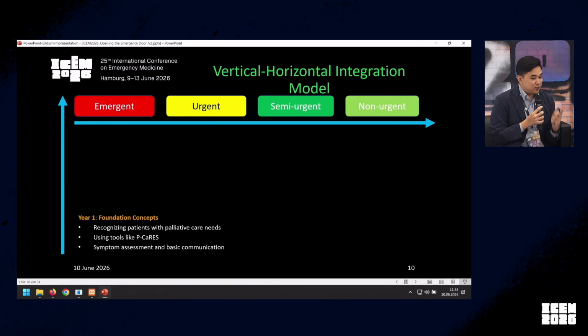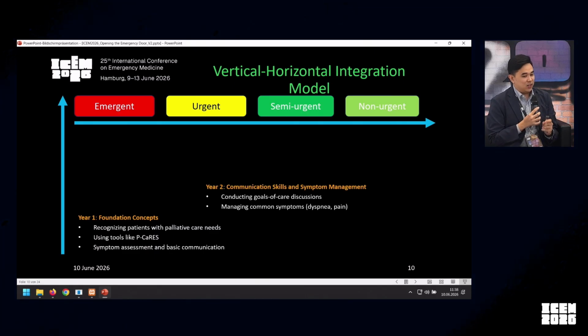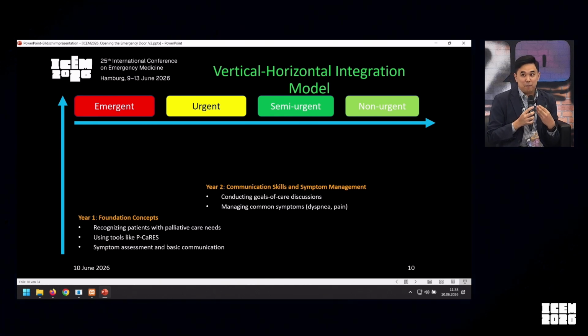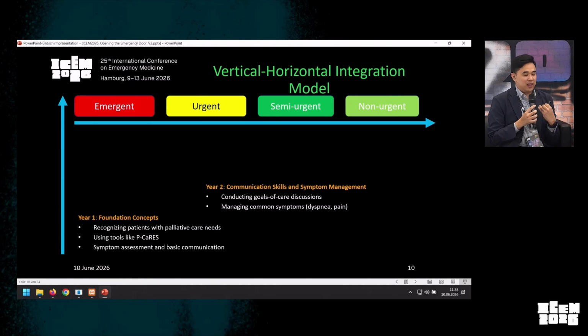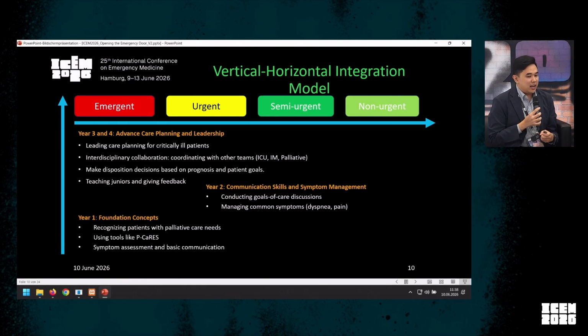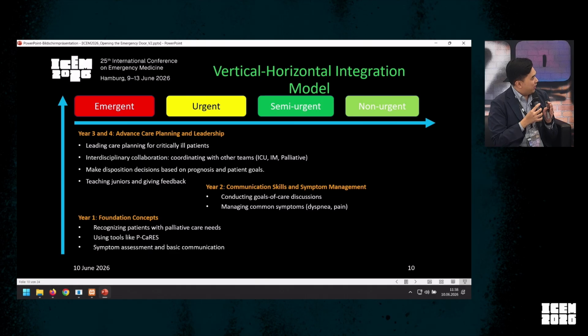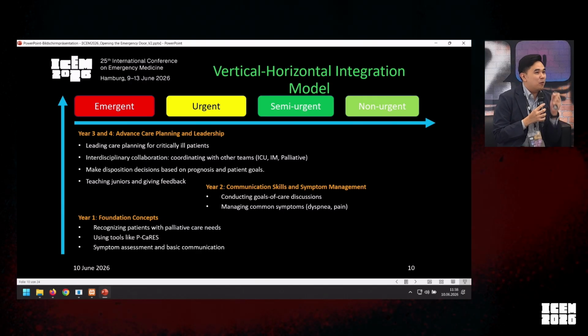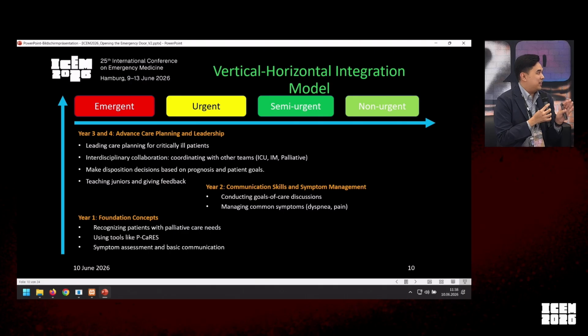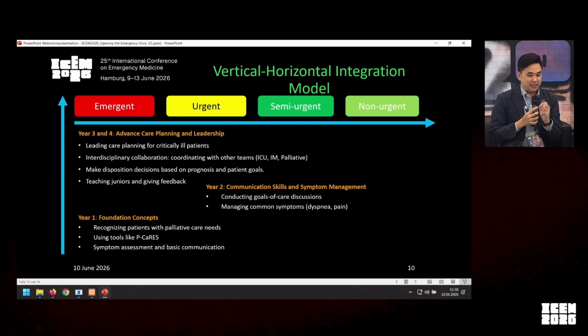Our first-year residents receive the foundational concepts. Our second year starts on communication skills and symptom management. They treat patients in pain, they treat nausea, vomiting, they treat unrelenting symptoms. And our third year and fourth year go on to advanced care planning, leadership, they're the ones teaching, and soon they'll be the next generation who's going to teach so that we can multiply a lot of EM who can now practice palliative care. They don't have to become specialists, but at least they have this basic palliative care in their practice.